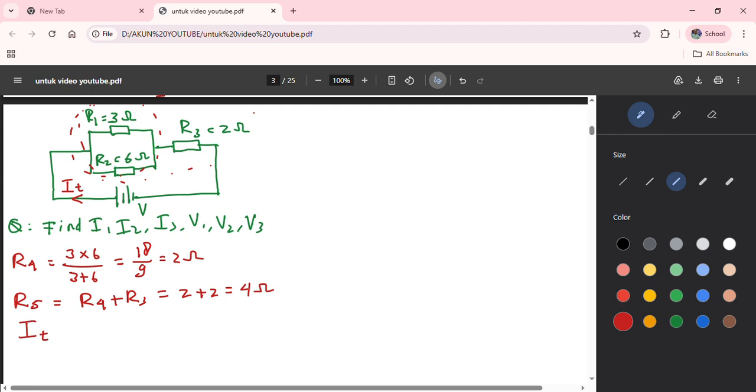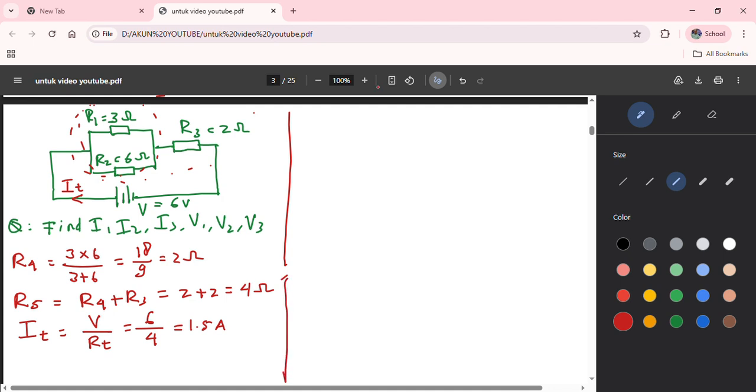IT is the total current, which is the voltage divided by the total resistance. Let's say the voltage is 6 volt. So 6 divided by 4 is equal to 1.5 ampere. Okay, we have calculated the total current.